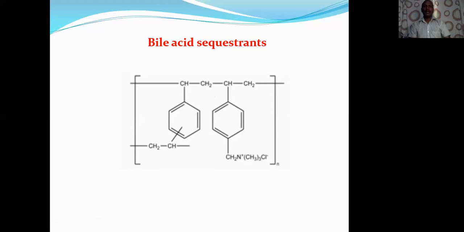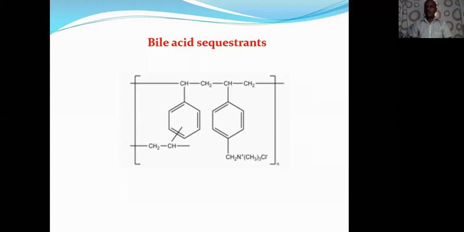Once the bile salts and bile acids are not reabsorbed, what happens is that it promotes the metabolism of cholesterol. So this is the mechanism, based on cholesterol metabolism.